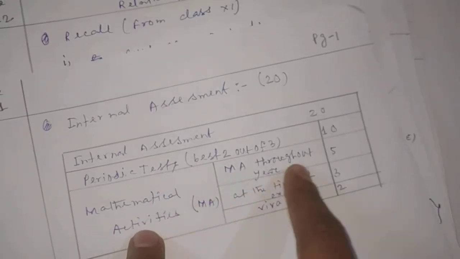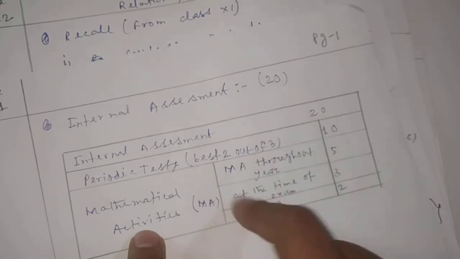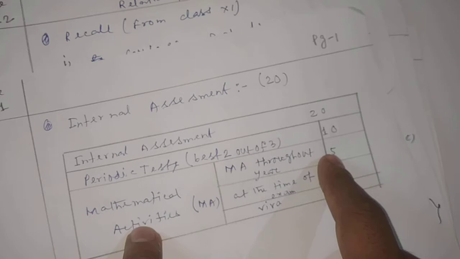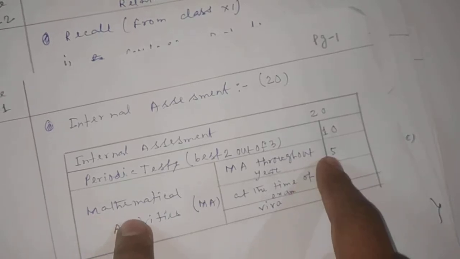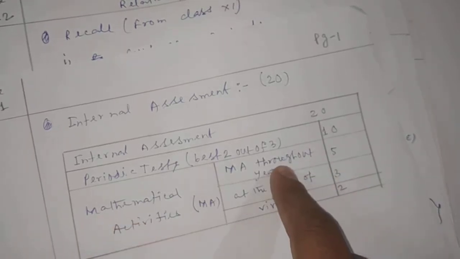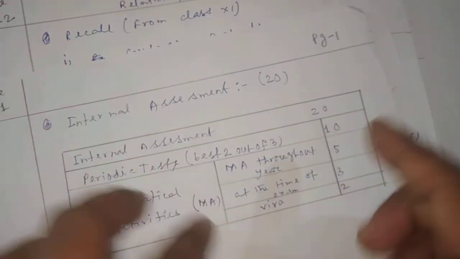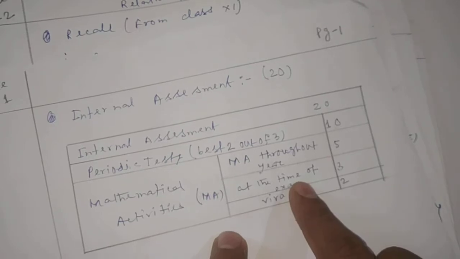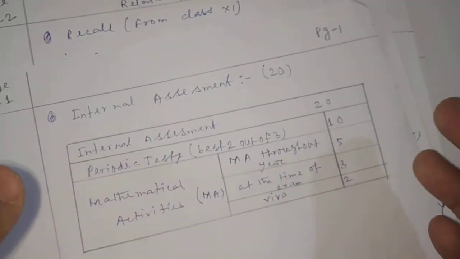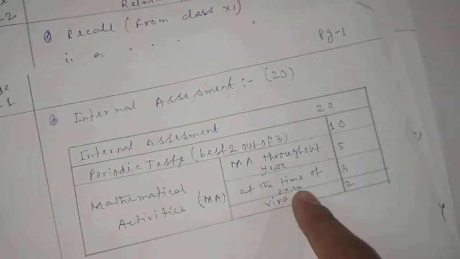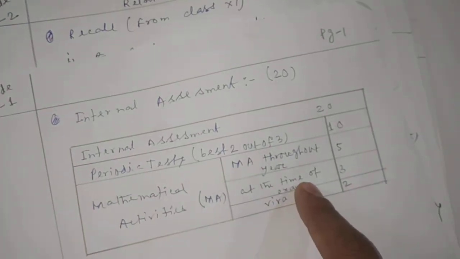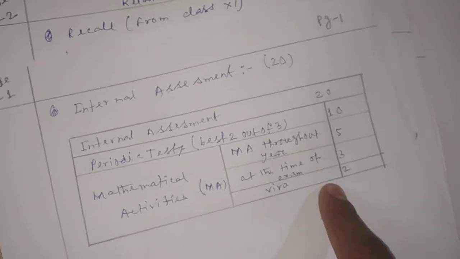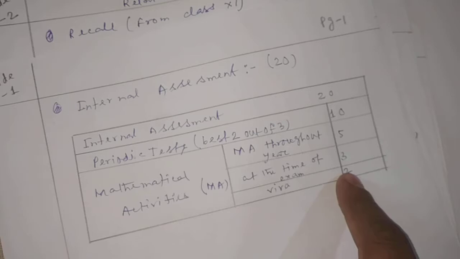Now here we shall have some classifications of activities. Among the 10 marks for activities, 5 marks are kept for throughout the year. पूरा साल भर के activities के लिए 5 marks will be kept. At the time of examinations, that means before the board examination, we shall take one more examination on the activities. For it, 3 marks will be kept. For Viva, 2 marks will be kept.